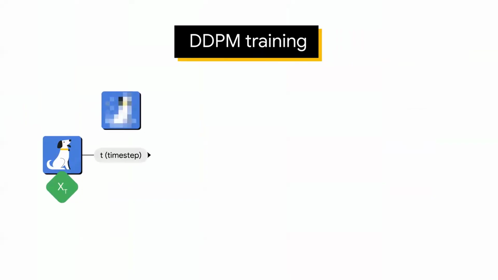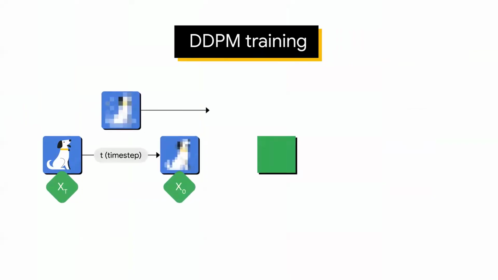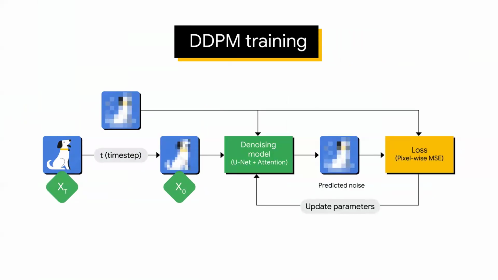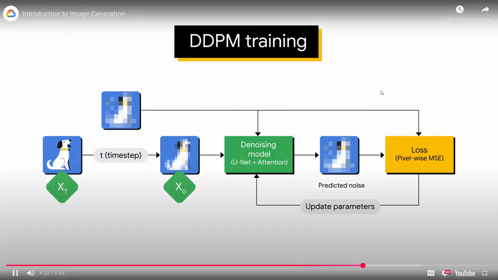We can visualize the training step of this model. We have our initial image X, and we sample at time step T to create a noisy image. We train a denoising model to predict the noise. This model is trained to minimize the difference between the predicted noise and the actual noise added to the image. In other words, this model is able to remove noise from real images.